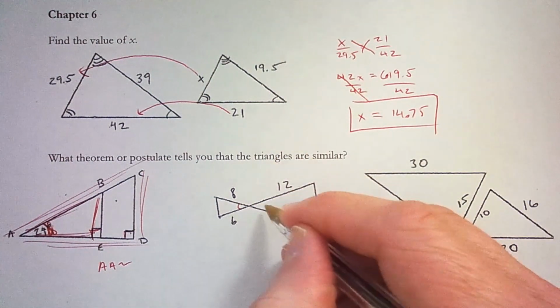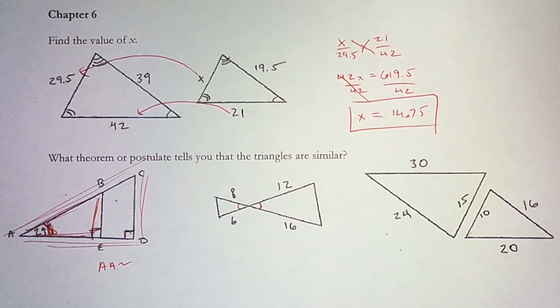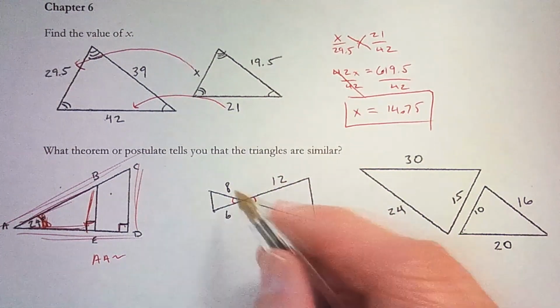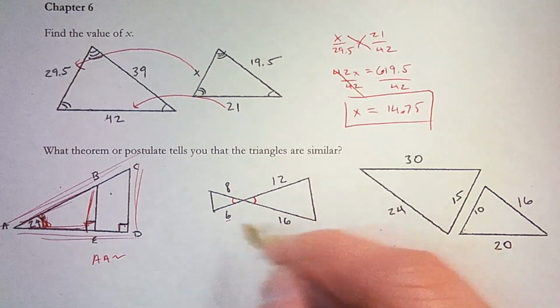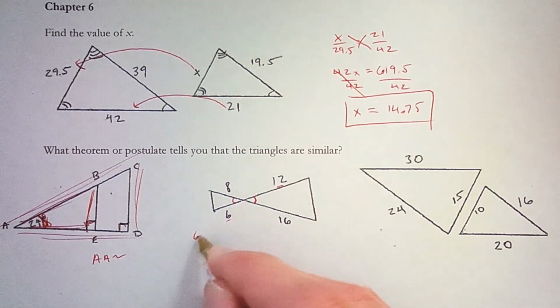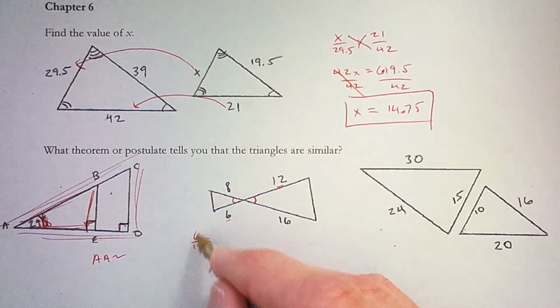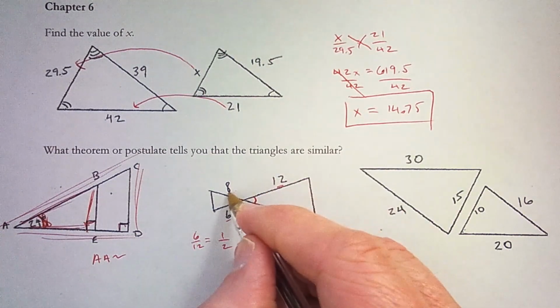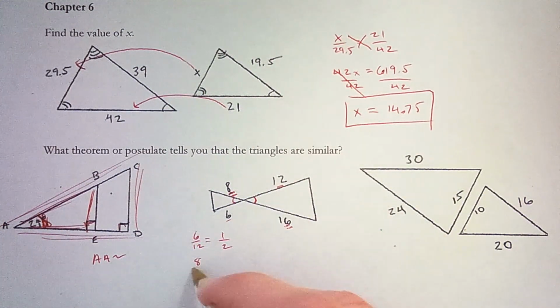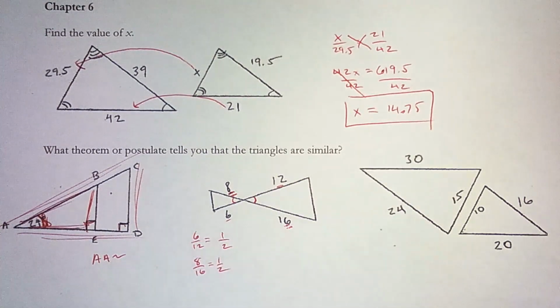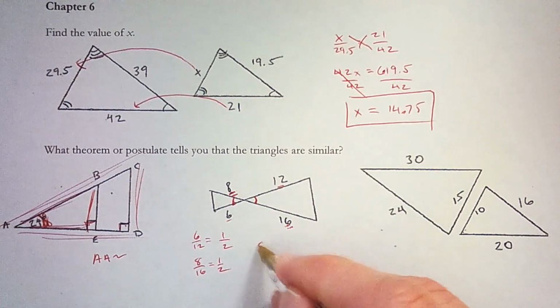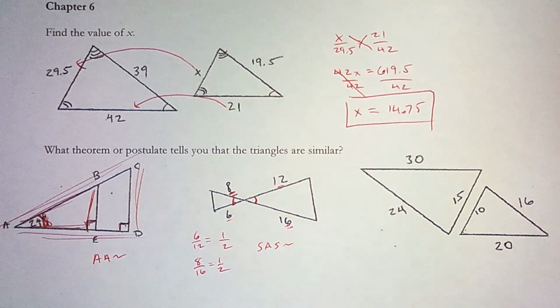Next, I've got vertical angles here that are congruent. And then, just to be certain that these are proportional sides, I'll do the shorter side of this triangle over the shorter side of this triangle. So that's 6 over 12. And 6 goes into 6 one time and into 12 two times. So that simplifies to 1/2. And then the longer sides, 8 over 16. That's also 1/2. So the sides are proportional, and there's an angle between that's congruent. So that is side-angle-side similarity.